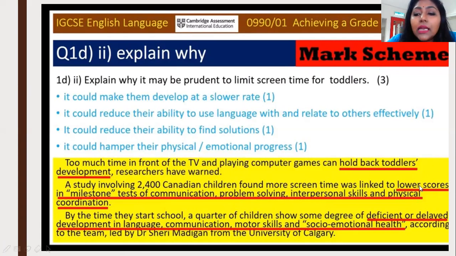And we have an idea of lower scores in milestone tests of communication, problem solving, interpersonal skills, and physical condition, which you could change to reduce their ability to use language with and relate to others effectively. Or you can also mention deficient or delayed development in language, communication, motor skills, and socio-emotional health. That means it could hamper their physical and emotional progress.